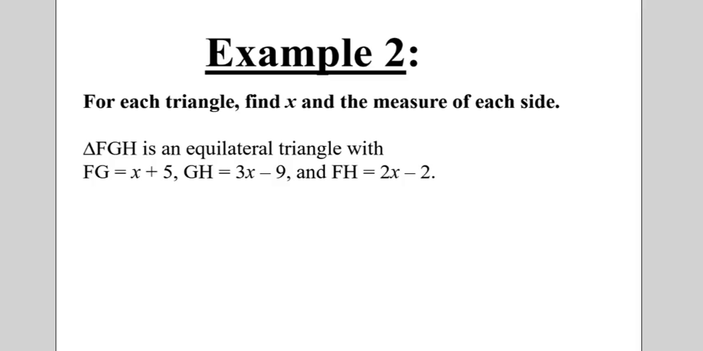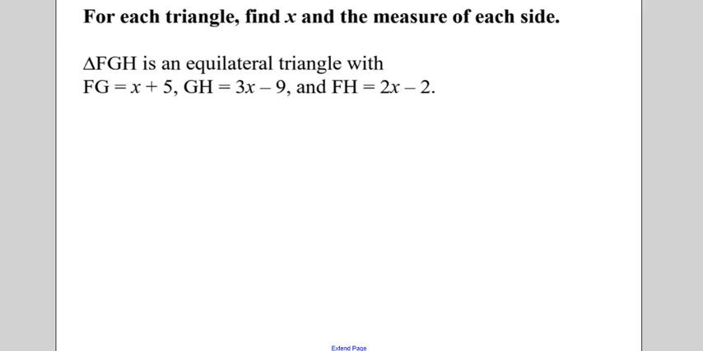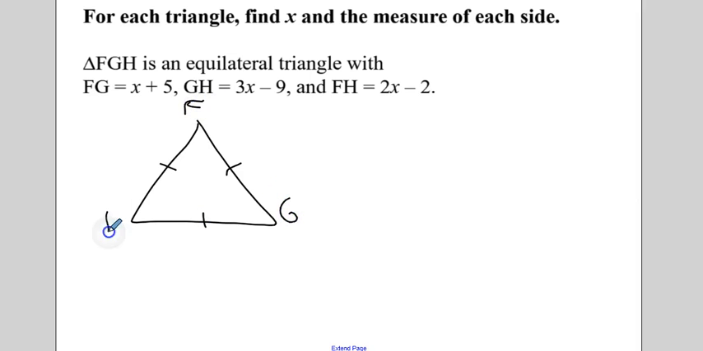All right, example 2. For each triangle, find x and the measure of each side. I highly suggest you real quickly just draw a triangle. It says equilateral, so try to make it look equal. Not a big deal. F, G, H, doesn't matter how you label it. FG is x plus 5. GH is 3x minus 9. And FH is 2x minus 2.